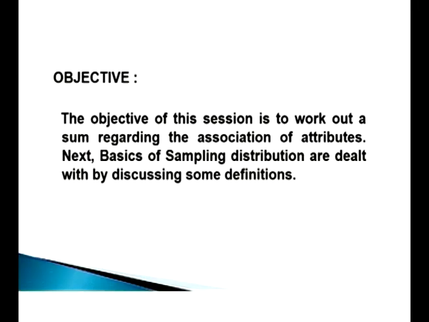Welcome to UGC lecture series. In this session, in continuation with the previous session, we are going to study about the measure of association and the sampling distribution. We are going to step into a new topic called sampling distribution. For that, some basics are required. The objective of this session is to work out a sum regarding the association of attributes. Next, basics of sampling distribution are dealt with by discussing some definitions.